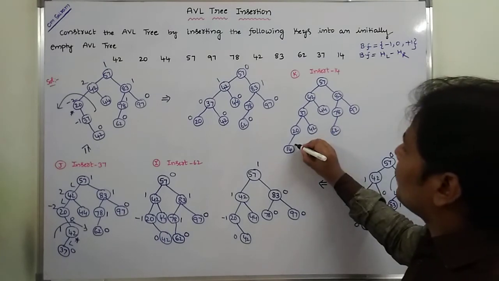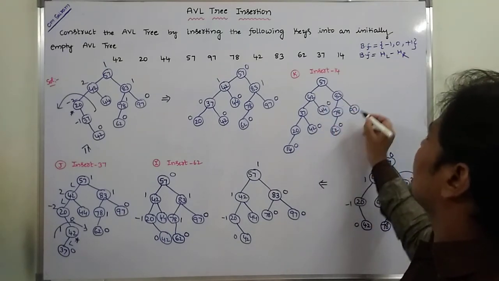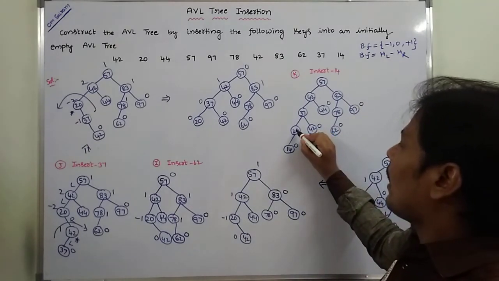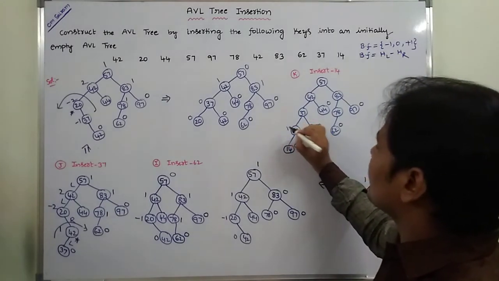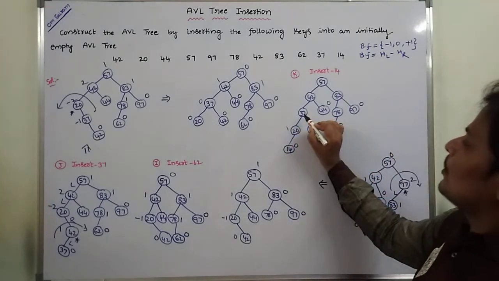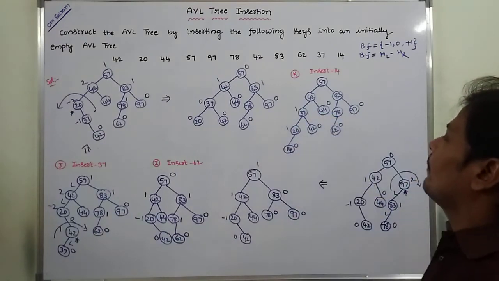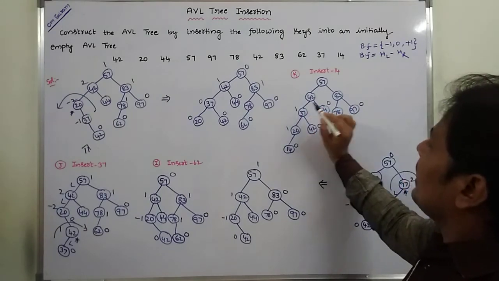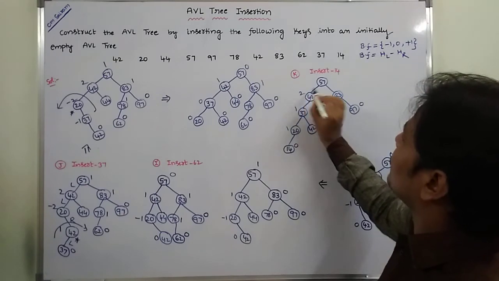Here this is a leaf node, 0; leaf node, 0; leaf node, 0. Balance factors are 0. Now for this node, left subtree height is 1, right subtree height is 0, 1 minus 0 is 1. For this node, left subtree height is 2, right subtree height is 1. Okay. Next, for this node, left subtree height is 3, right subtree height is 1. 3 minus 1, that is 2.